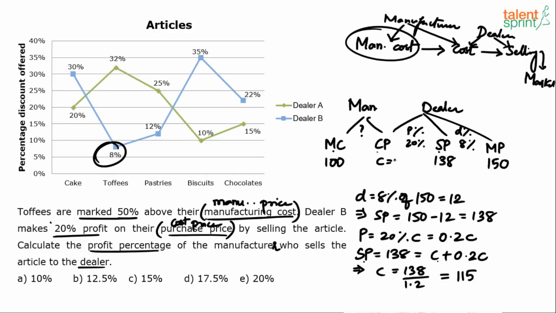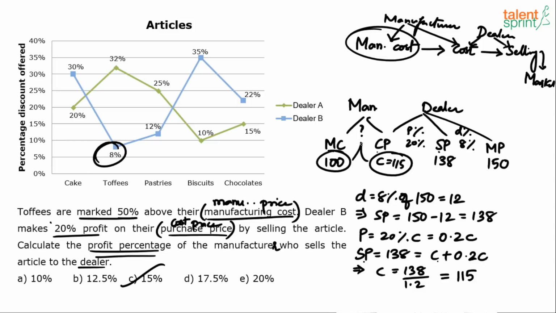So we have found the cost price, 115. That's it. What is the question asking us to find out? What is the profit percentage of the manufacturer? See, manufacturer's cost is 100. Manufacturer's selling price is 115. Manufacturer's selling price becomes the dealer's cost price. So what is the profit? 15%. Yes or no? 100 to 115 is 15%. So option C is the correct answer.